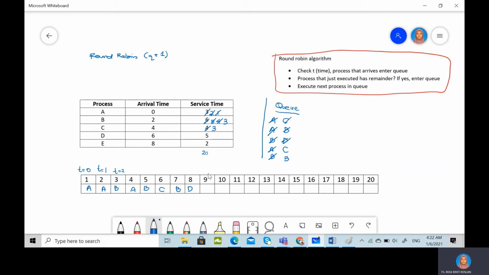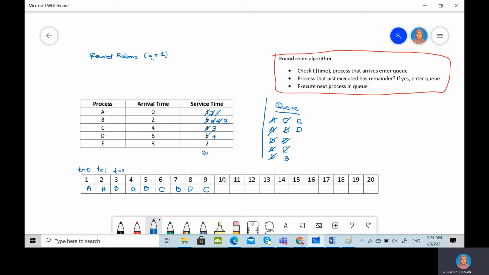Now this is t equals 8. You can see E already arrived at t equals 8, so we put E in Q. The D that was executed just now, does it have any remainder? Yes, another 4. So we put D in Q. Then execute the next process in Q, execute C.